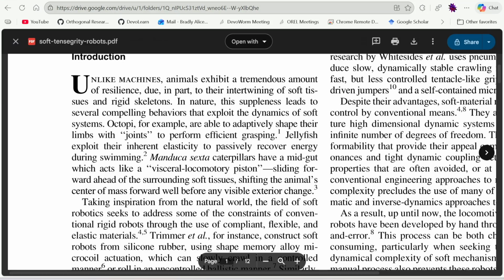Octopi are famous for this muscular hydrostat, where they have an arm that consists of muscle ganglia. Each of the muscle ganglia are controlled independently, so they have a large number of degrees of freedom, so that arm can grasp things, it can wrap around things and manipulate them. It's a very different mode from what we do as humans in terms of reaching and grasping. It has a very similar function, but it's very different in terms of its structure. And so they're able to perform these adaptive behaviors with this soft-bodied mechanical system. Jellyfish exploit their inherent elasticity to passively recover energy during swimming.